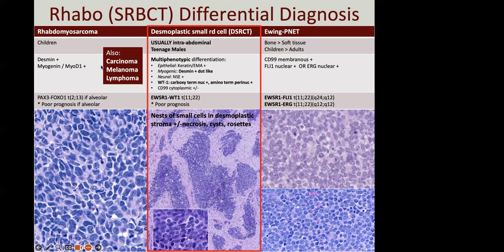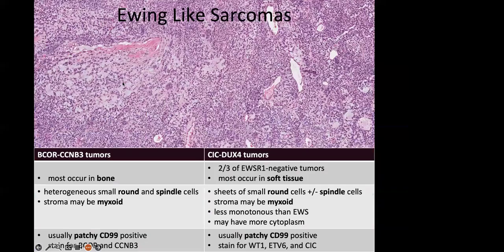Also in your small round blue cell tumor differential, depending on age, might be carcinoma, melanoma, or lymphoma, especially in an older adult population. Other small round blue cell sarcomas that are Ewing's-like include the CIC-DUX4 and the BCOR. BCOR is most common in bone, and CIC-DUX4 most common in soft tissue. These have CD99 expression that is less diffuse and less strong than conventional Ewing's, so let that be your guide. The morphology is often a little more microcystic or myxoid, so also let that be your guide. There are stains, but usually molecular sequencing fusion testing will be confirmative.